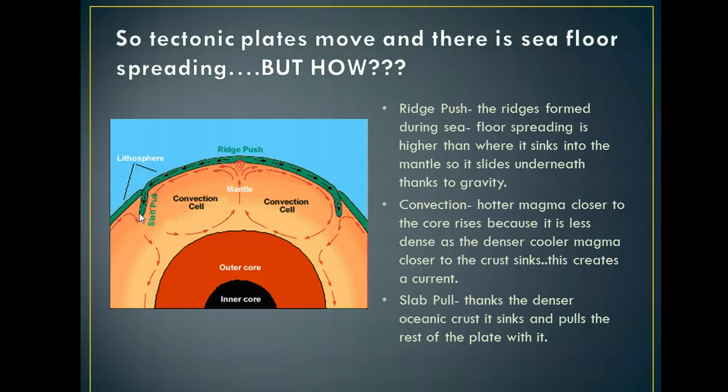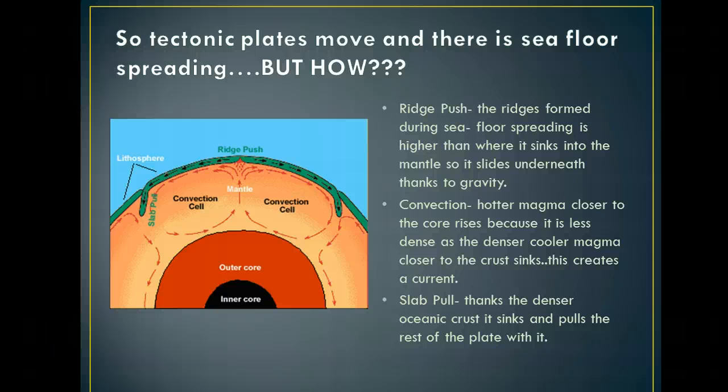Convection currents occur when you have the hotter magma, and this particular one is happening inside the mantle. So you have hotter magma down here that's closer to the core. Remember the old saying that hot air rises and cold air sinks? Well, same thing with magma. Hot magma will rise, okay, because it's less dense. Its atoms are moving faster and things such as that.